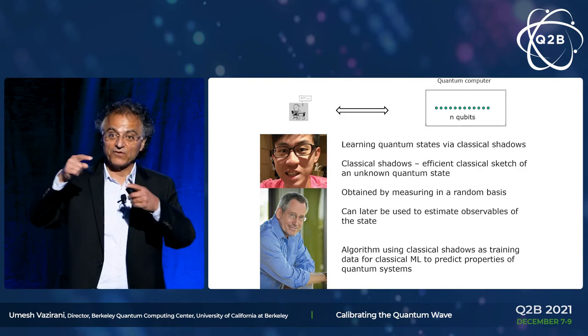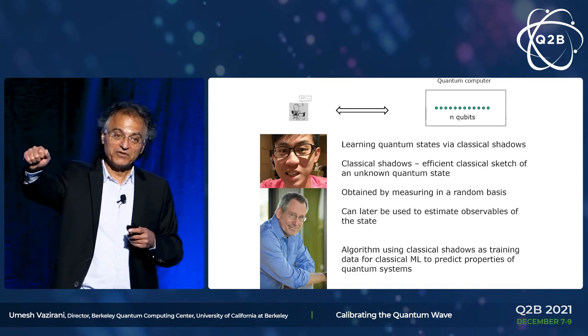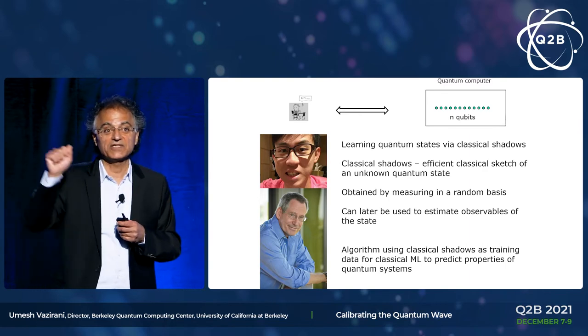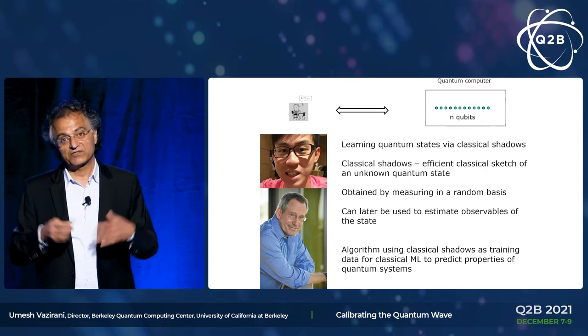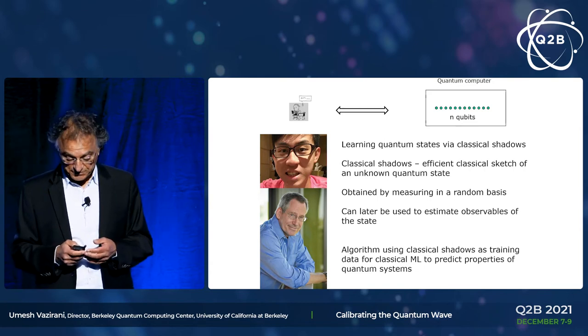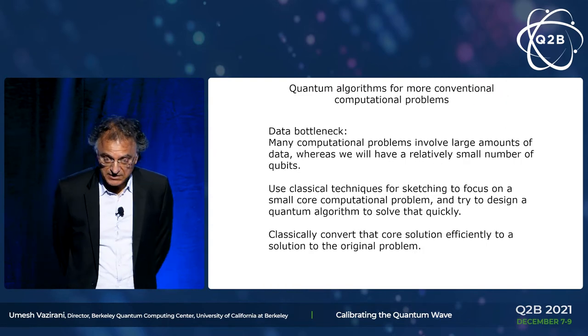And so you go back and forth between your quantum computer, but you use these classical shadows to sort of steer the quantum computer in the directions it should go in. And, you know, for example, to predict the properties of a quantum system.